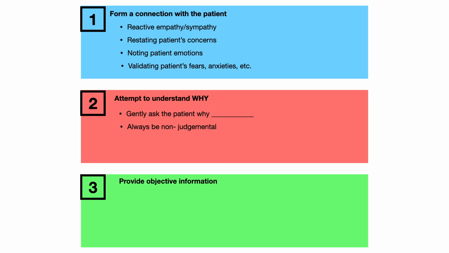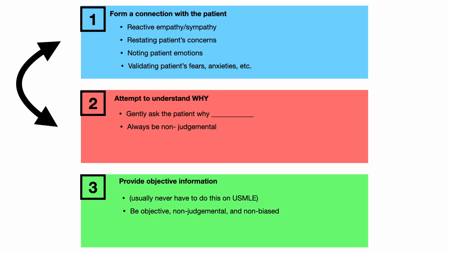The third and final step is to provide the objective information. So at this point, you've formed a connection with them through empathy. You've gotten them to explain why and help you understand where they're coming from. And now you have to give them objective information in your role as the physician. And usually on USMLE, you won't actually be picking answers that do this because the really controversial thing is step one and step two, trying to figure out which of the quoted answers best exemplifies either of these steps.